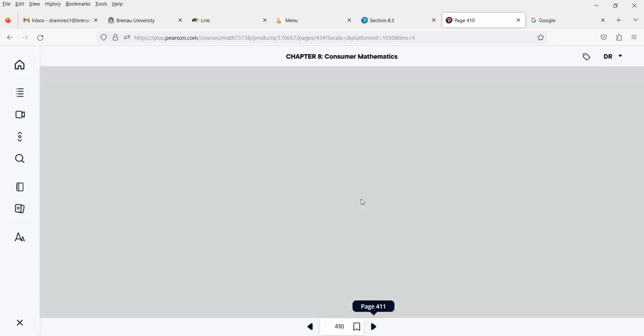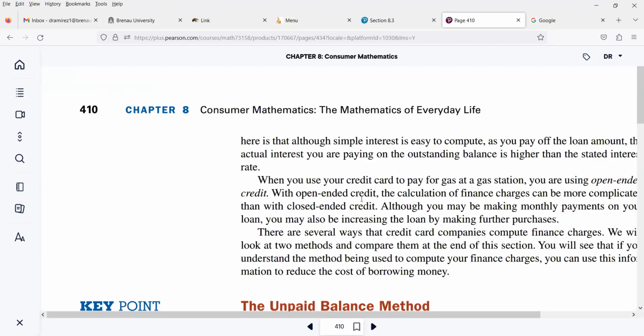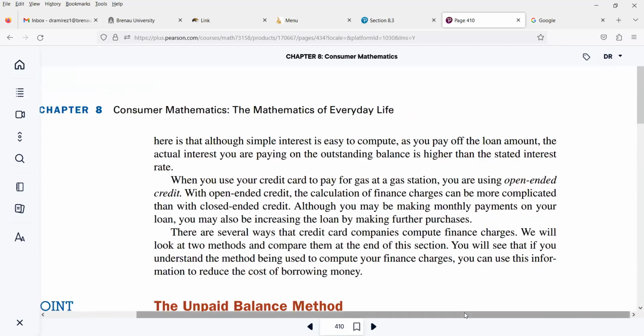So what we want to point out here is that although simple interest is easy to compute, as you pay off the loan amount, the actual interest you are paying on the outstanding balance is higher than the stated interest rate.